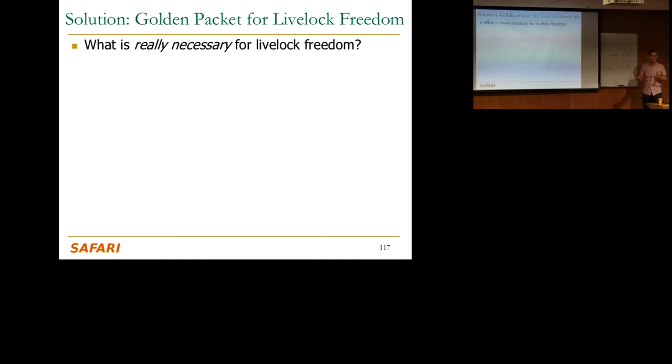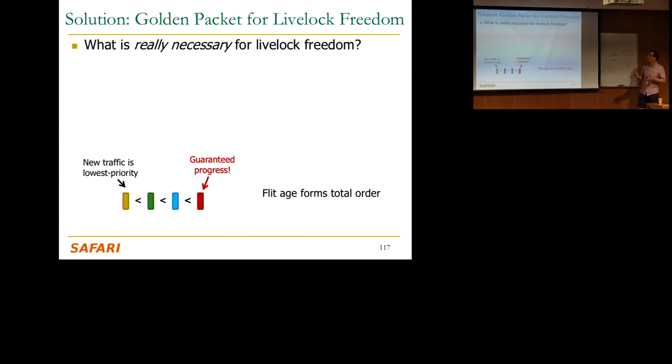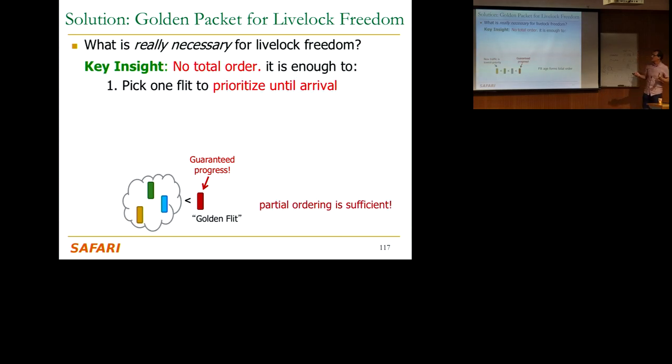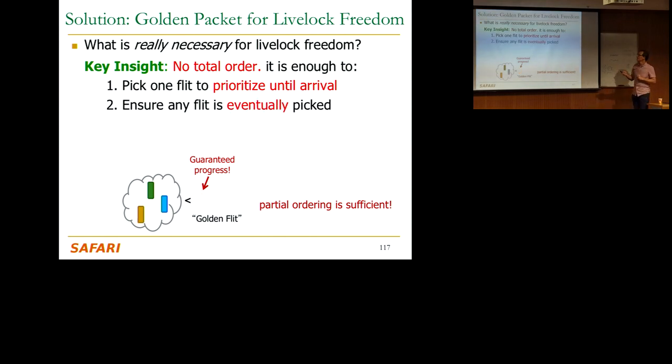And then we wanted to be minimalist. So if you want to be minimalist, you want to think about what is really the necessary thing for livelock freedom. And basically, you wanted to attack this total order. So you don't really need a total order over here. All you need is it's enough to pick one flit and prioritize it until it arrives at its destination and ensure that any flit is eventually picked. That's the idea. So it's really a very partial order, this golden flit versus everything else. Once a flit becomes golden, it's guaranteed to be delivered. And every flit becomes golden at some point in time. And this makes the router extremely simple, as we will see in a little bit.